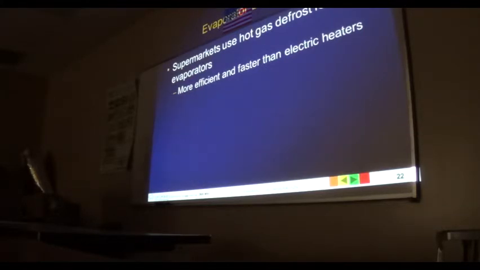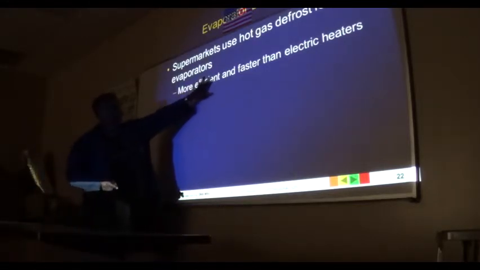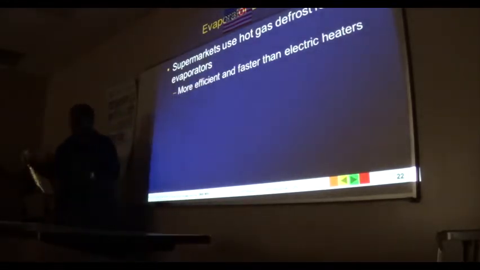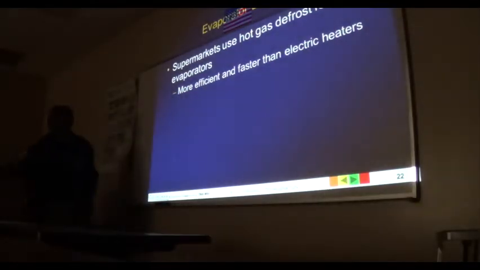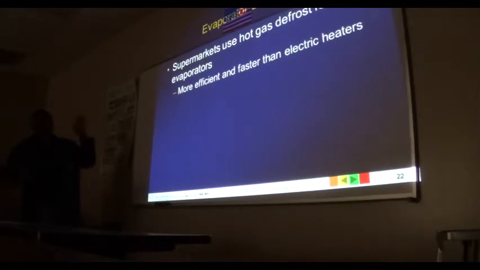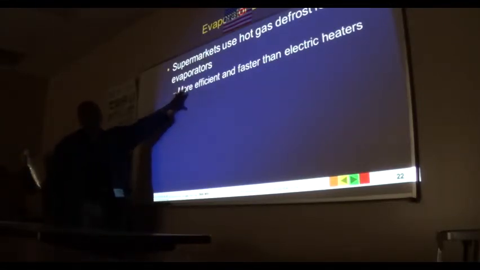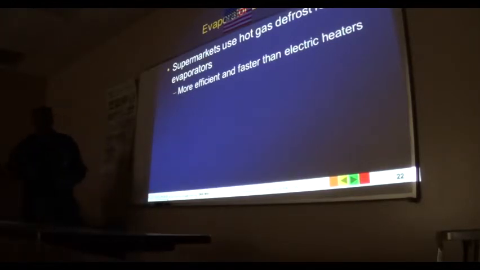Right? So you said that, I think. Yeah, that's the whole idea with the thing. And this holds true. It's more efficient and faster than electric heaters anyway, because this may take like 5 minutes, 10 minutes, while that may go into the half hour. Right, because that's heating the entire coil. Yeah, that's heating the entire coil. This is just heating the surface of the coil.